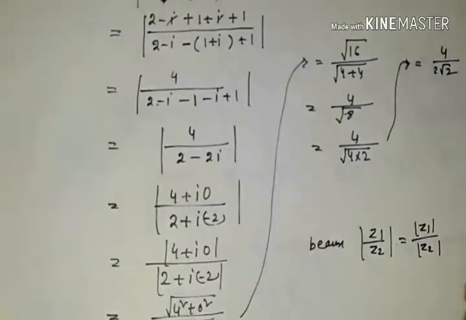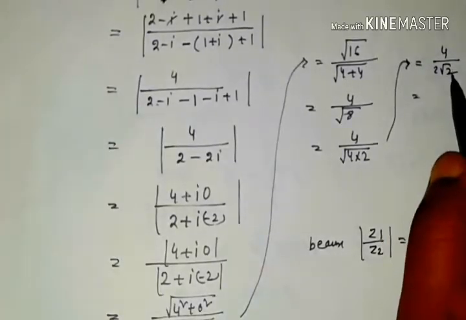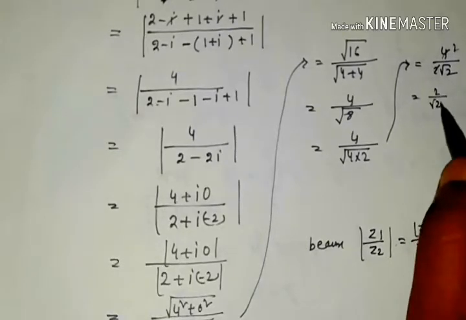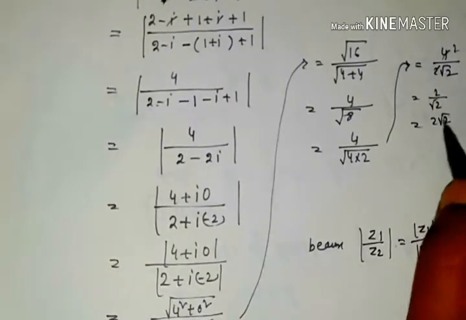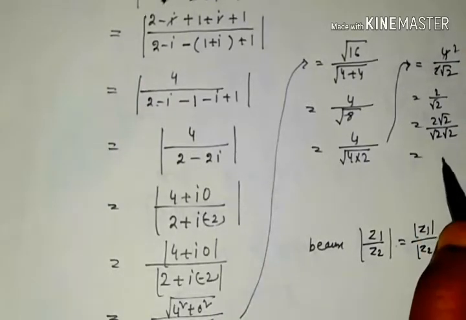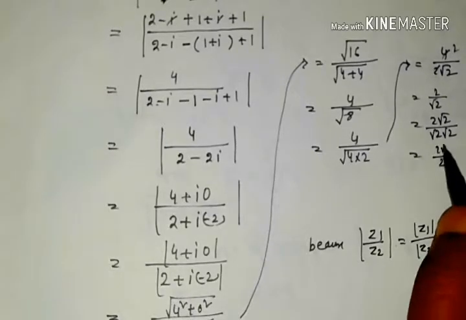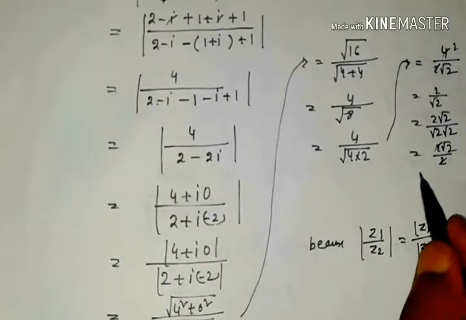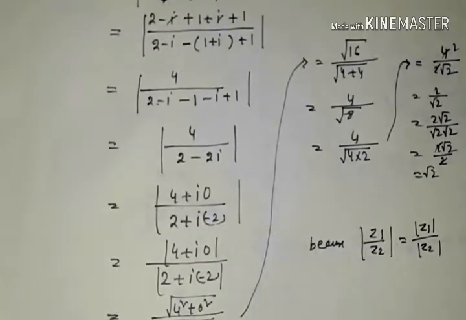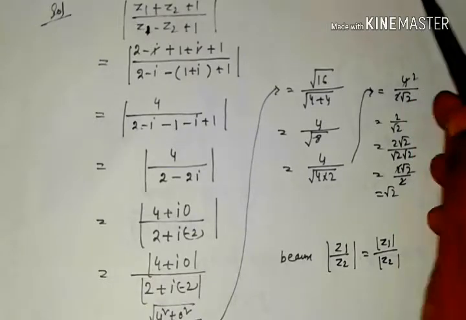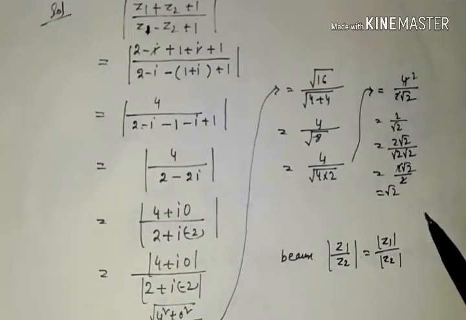We can rationalize this. This is 2 by root 2, that is 2 root 2 by root 2 root 2. In this way we can rationalize, that is 2 root 2 by 2, this 2 cancels, and this is root 2. Therefore the value of the modulus of (z1 plus z2 plus 1) by (z1 minus z2 plus 1) is root 2.